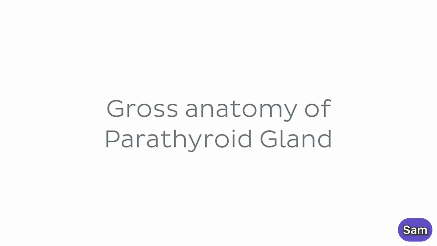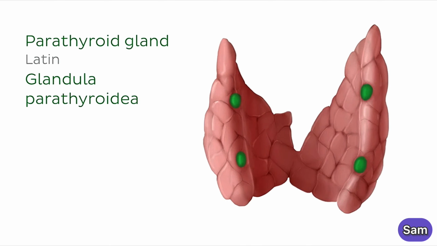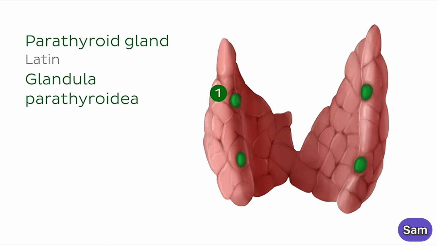First up, however, a few quick facts about the gross anatomy of the parathyroid gland. So the parathyroid glands are small ovoid structures, which are part of the endocrine system and are found on the posterior aspect of the thyroid gland. There are usually 4, 2 superior and 2 inferior glands, or 2 left and 2 right glands, whichever way you prefer to look at it.